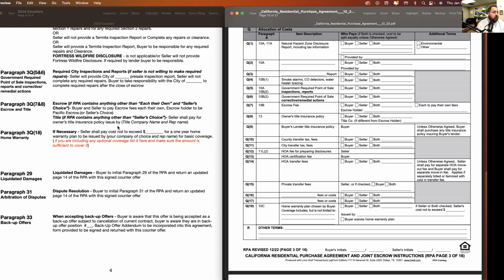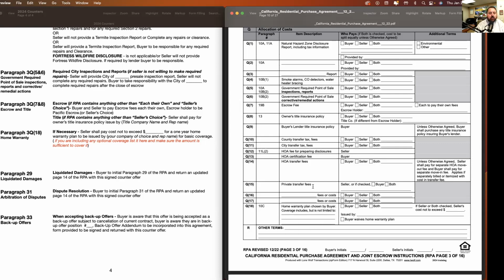Okay, so the home warranty, same thing. Seller shall pay cost not to exceed blank for a 1-year home warranty plan to be issued by your company for basic coverage. Or if you're including optional coverage, you have to list what that coverage is and make sure the money is sufficient to cover it. So for example, if I get an offer that says seller's going to pay for a home warranty, and they have like $600 or $800 in here, but they have no special coverages on there, then basically what they're asking for is basic coverage. I know they're trying to get some of the elevated coverages, but they're not asking for it.